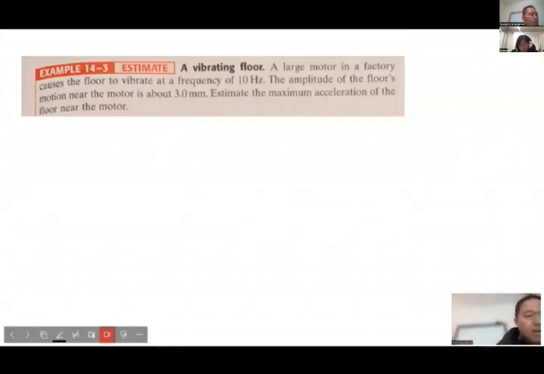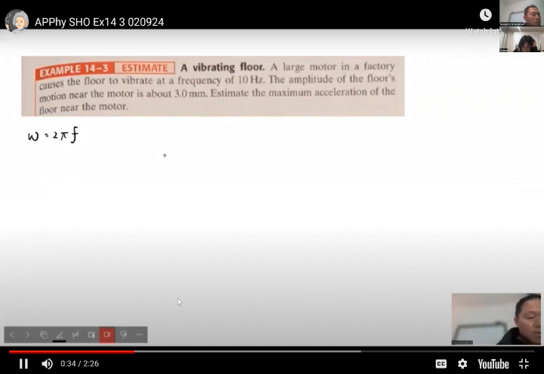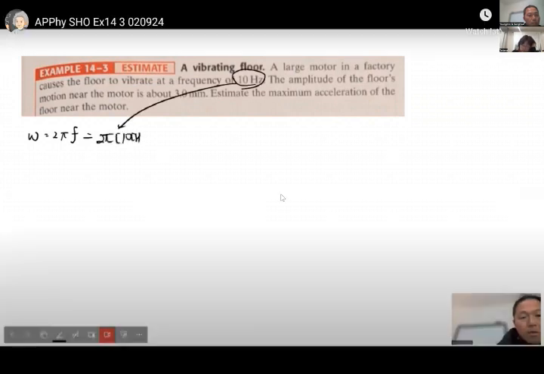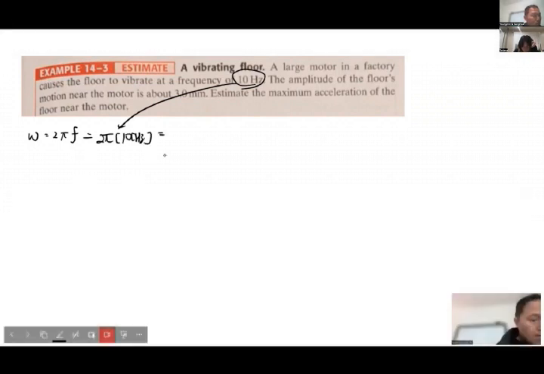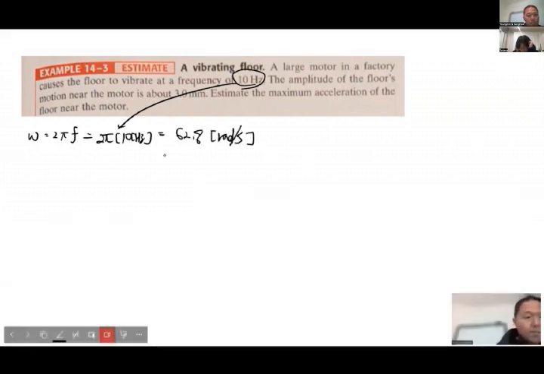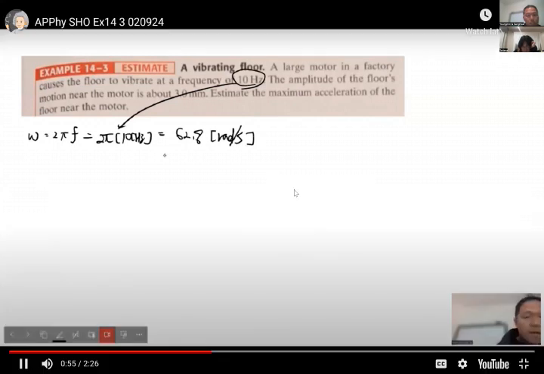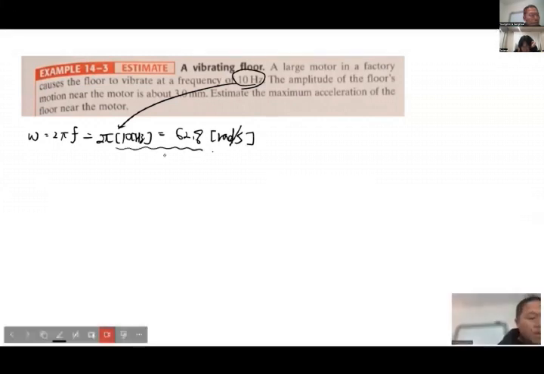So angular frequency omega is 2 pi times frequency. Now the frequency here is 10 hertz. So that's 2 pi times 10 hertz. So that is 62.8 radian per second.